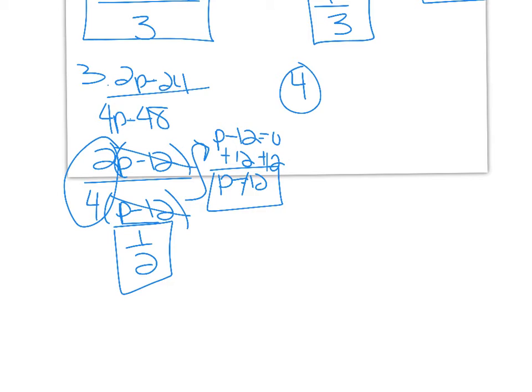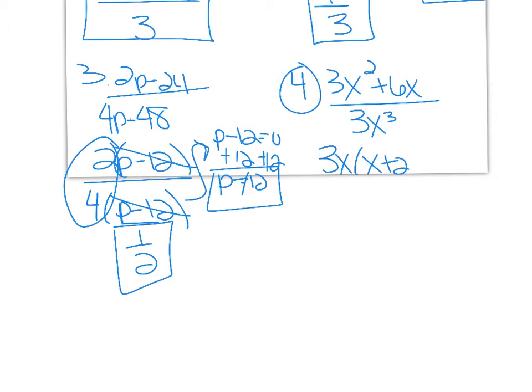Okay, number 4. 3x squared plus 6x over 3x cubed. First thing, let's factor the numerator. My numerator, they both have a 3x in common, and I'm left with x plus 2. In my denominator, I can't factor that, so it's just going to be 3x cubed.